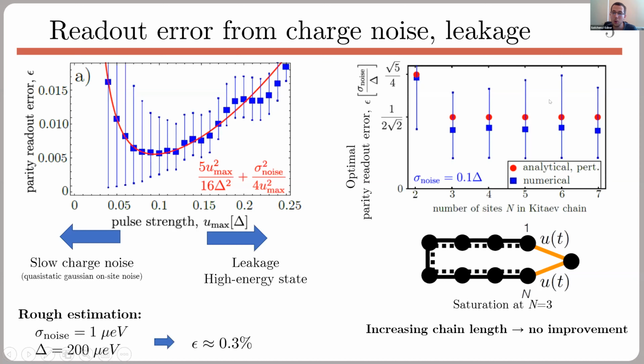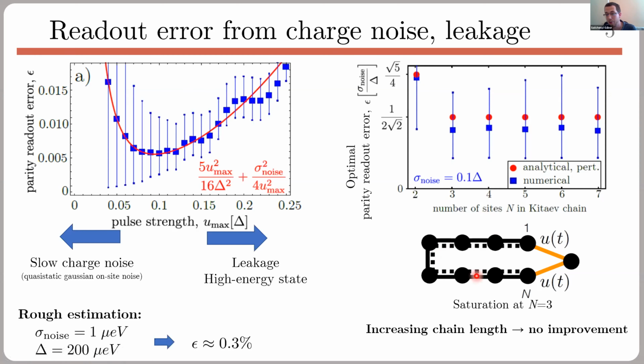Okay, on the right-hand side, we have plotted the optimal parity readout error, so the lowest value of the parity readout error, as a function of the length of the TTF chain. And we can see a saturation on this plot. So increasing the chain length doesn't improve the optimal parity readout error. And the reason is that we have a hybridization of the Majorana zero mode through the quantum dot, and increasing the chain length, which is in the other direction, has no effect on this hybridization through the quantum dot.